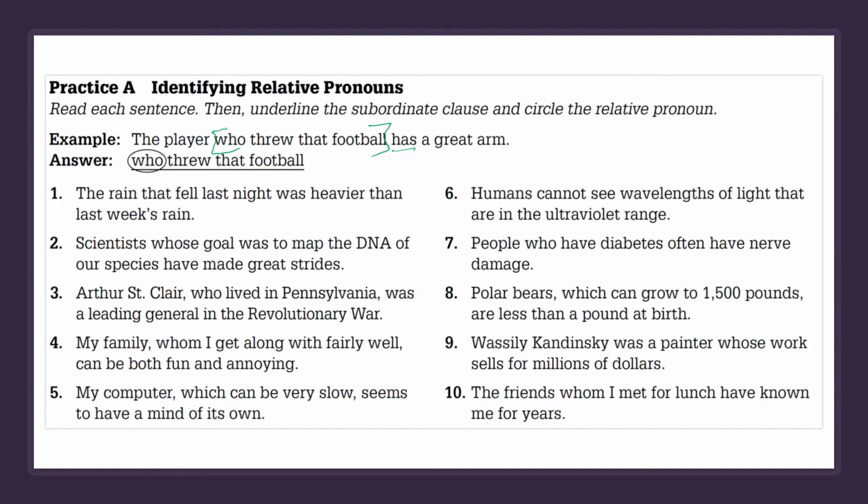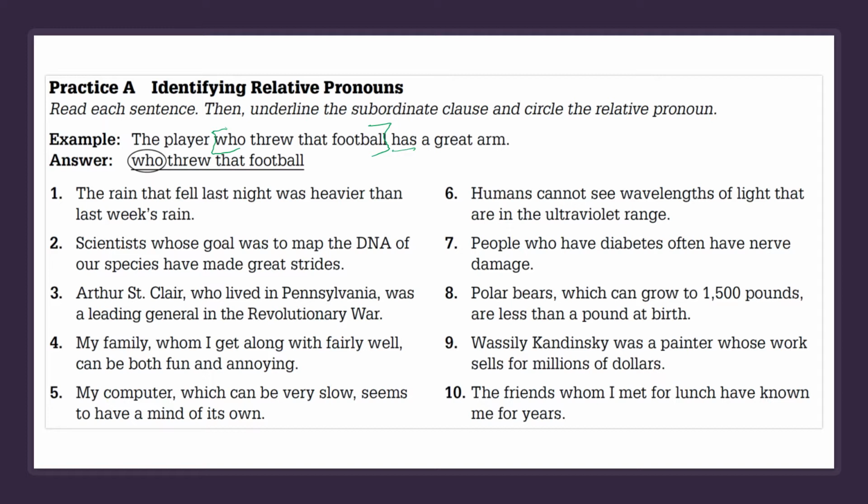Through that football, all of this is a subordinate clause. We use it only to add information to the sentence because the player has a great arm is an independent sentence. Okay, it has got a complete thought and it is meaningful. But who threw that football, it doesn't have a complete thought. That's why it is only a subordinate clause.